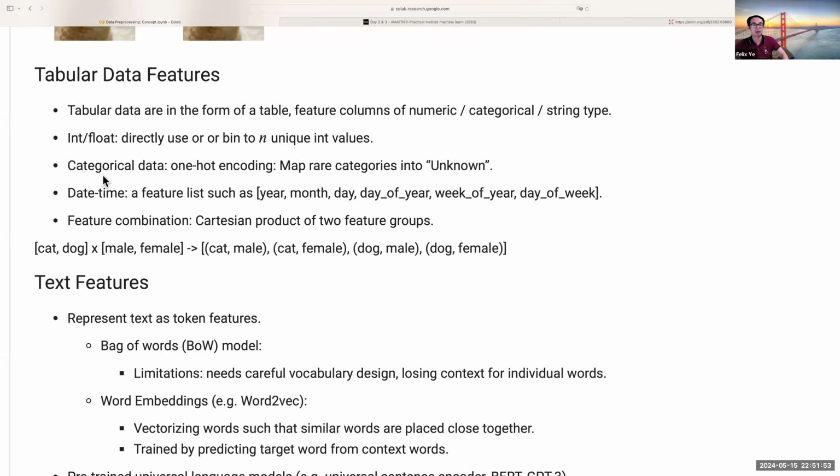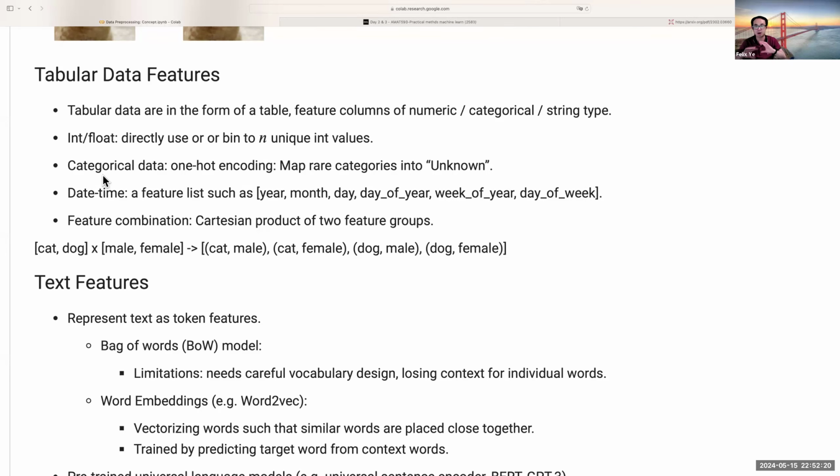For categorical data, you can do one-hot encoding. I hope you remember what one-hot encoding is, and it has been used a lot in the past. We're going to talk about it a little bit. Think about it: first we have cats and dogs. So cat is going to map into 1, 0, and dog is going to map into 0, 1, right? So this is one-hot encoding.